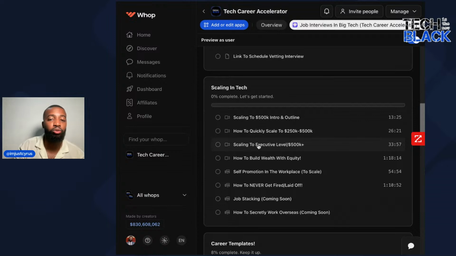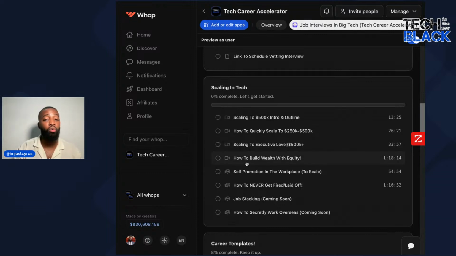Then you have scaling to executive level. A lot of y'all are like, man, I'm trying to be executive level. I'm trying to be higher up. Executive level, which is usually around $500,000, sometimes up to like $2 or $3 million. And how to actually do this.